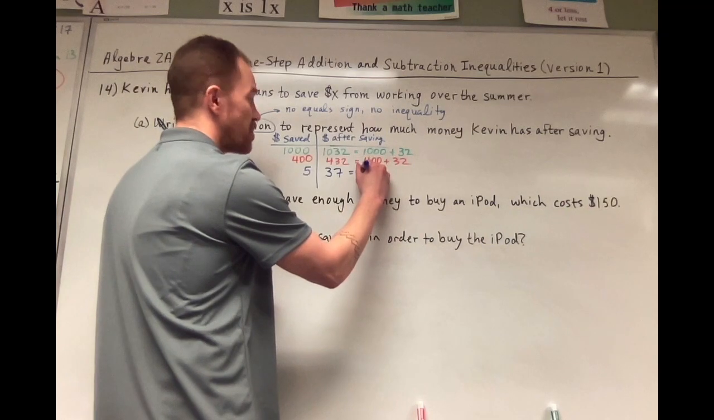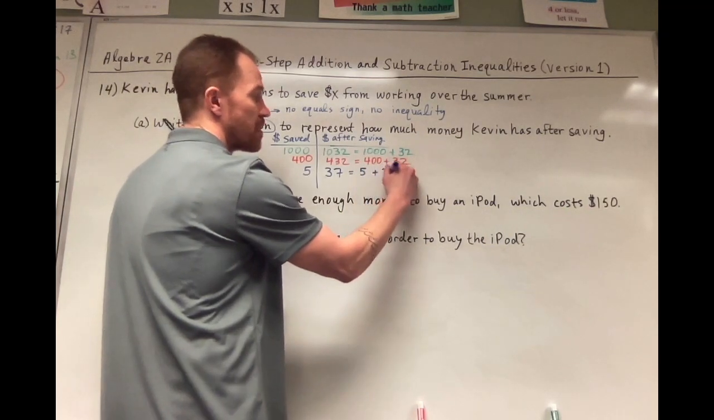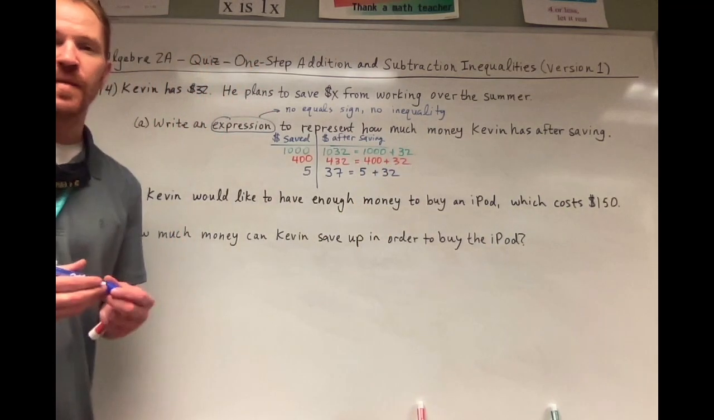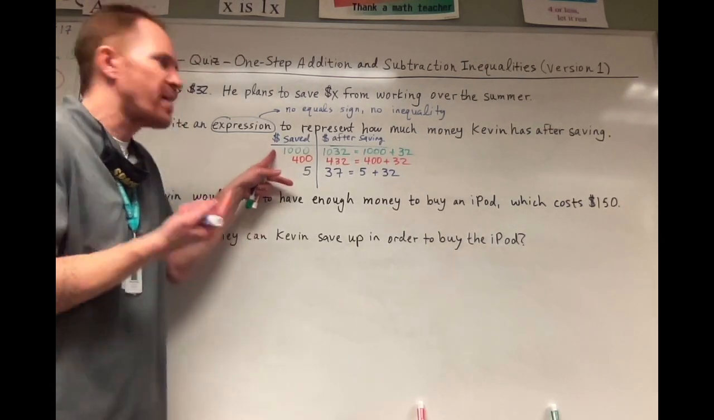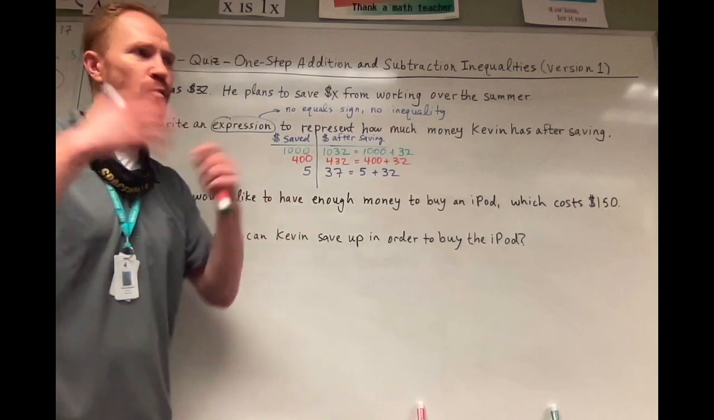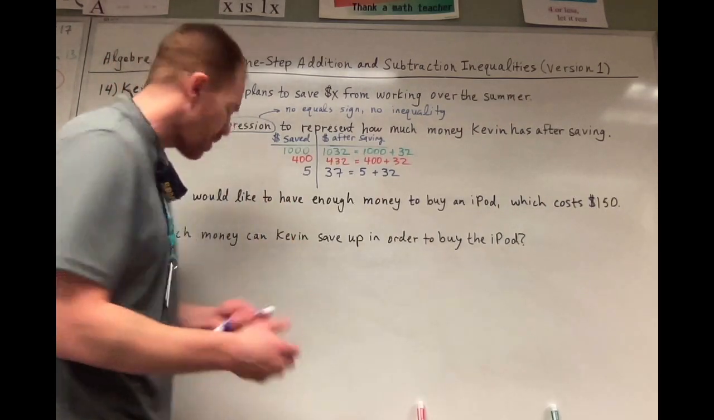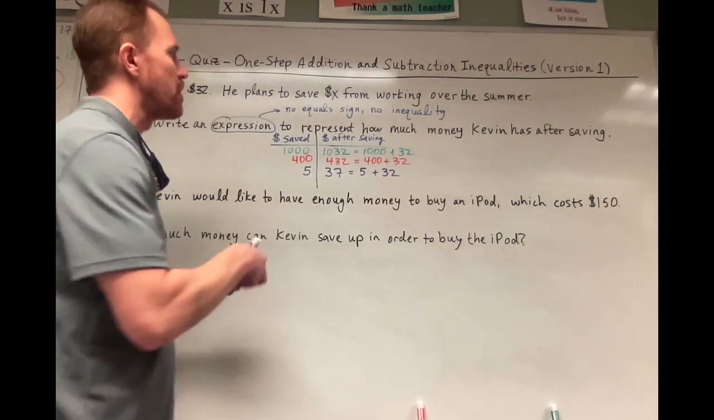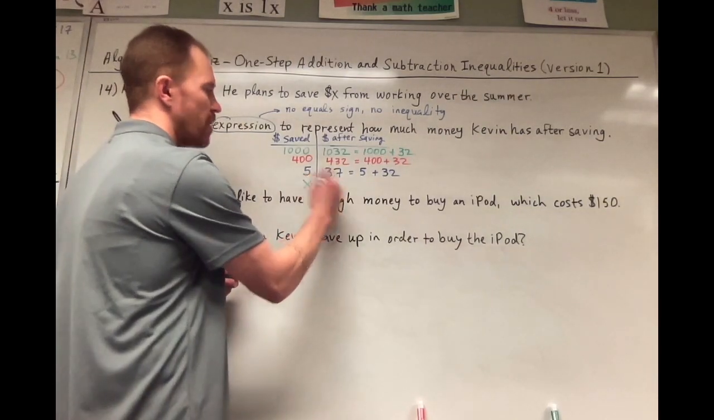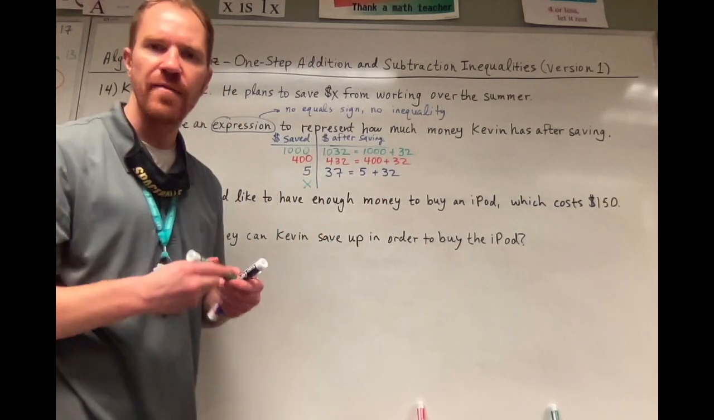The $5 I saved plus the 32 I started with. So again, the idea is that we're pretending, we're making this up. I don't know that it was $1,000 or 400 or 5 or what number. We're making this up. But there's a pattern here. We're supposed to say for X dollars, if we save X dollars, how much do we have after saving?